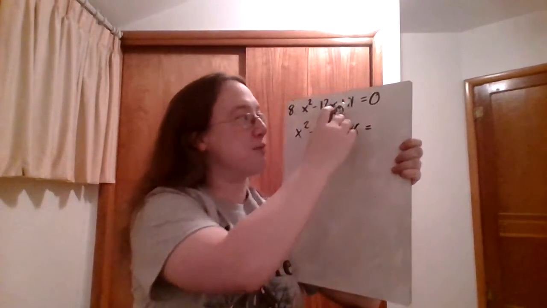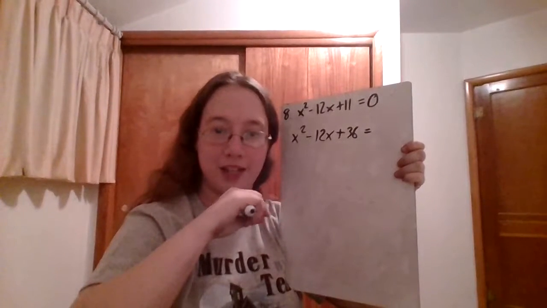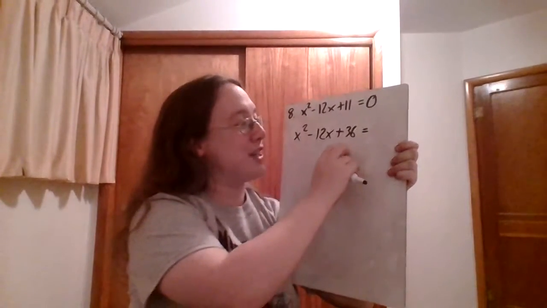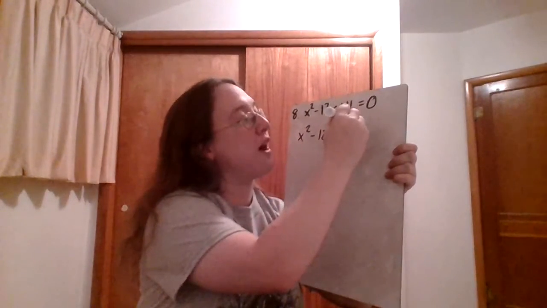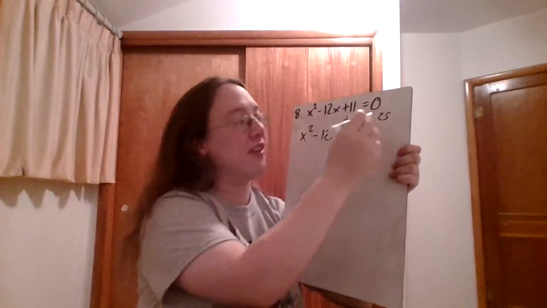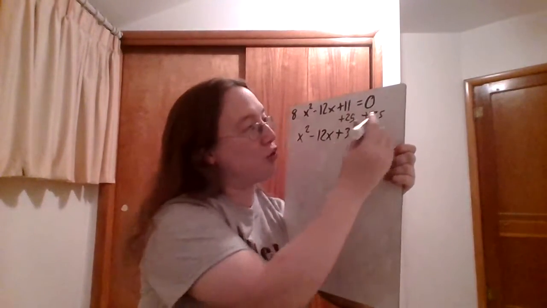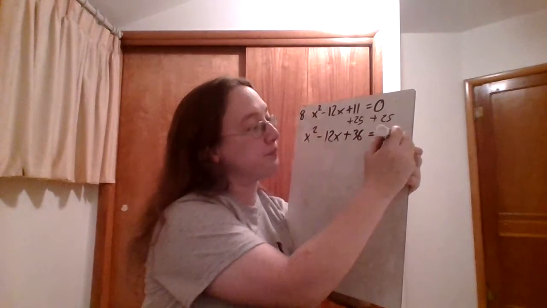And then if you want to get from 11 to 36, now if you're not sure off the top of your head what you need to add, one way to get that number is to take 36 minus 11, and that'll give you the 25 that you need to add there to get from 11 to 36. And then we've got to remember to do it over here too, because anything we do to one side of the equation, we've got to do to the other side.